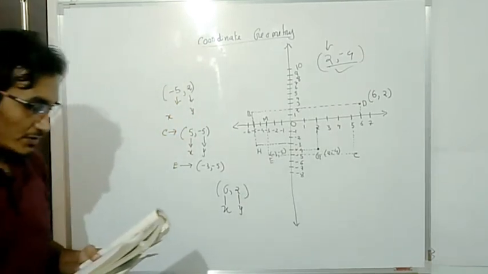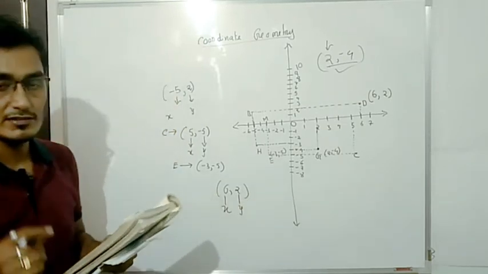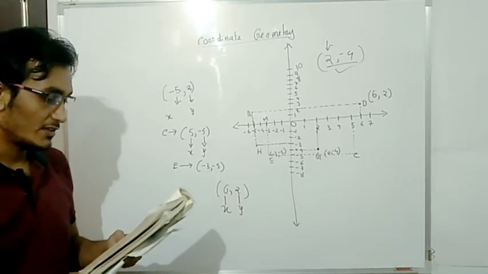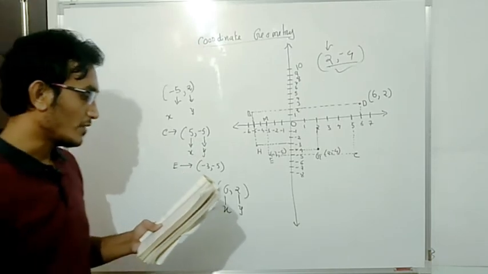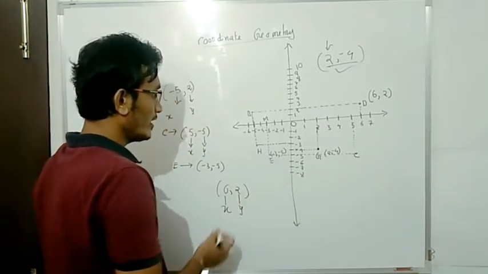Then the next one, the ordinate of H. I have already given the notes: ordinates means the values of y. So first you look at the point H. Where is the point H? This is the point H. So how can you get the point H?